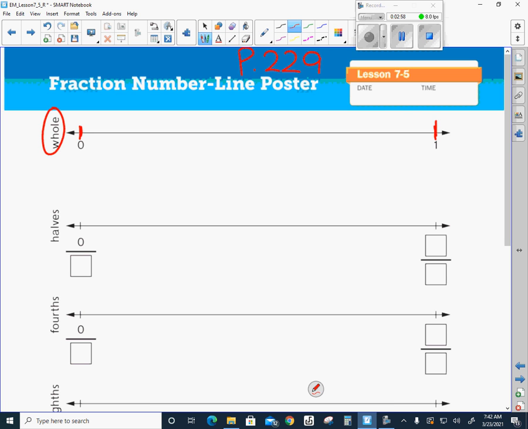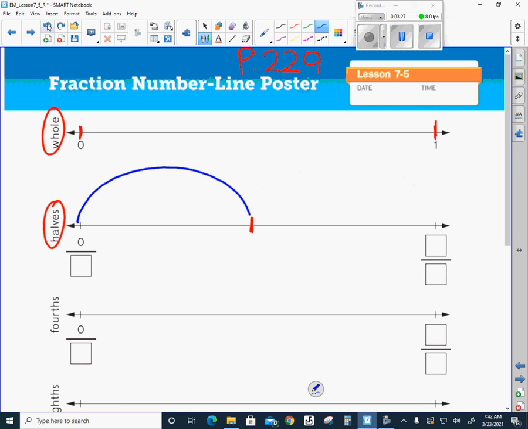Now the next number line, it wants us to create halves. Think about what halves mean. Half means you're dividing something into 2 equal parts. So our eyes are usually pretty good at dividing something into 2 equal parts. So I want you to go ahead and put like a little tick mark there. Now you have divided that number line into 2 equal parts, or into halves. Now don't do this. I just want to kind of show you. So I've got 1/2 and I have 2 halves.